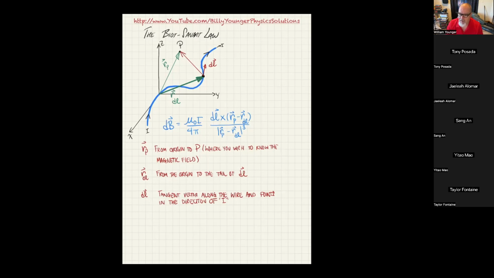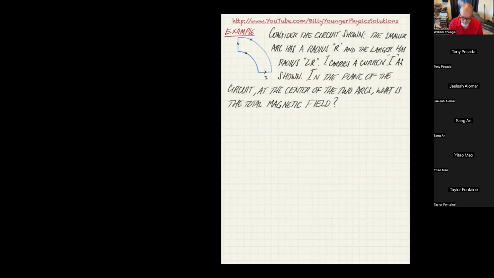So if you combine a circuit of wires in such a way that all the wires have current running either parallel or anti-parallel to the RP minus RDL vector, then those parts will be 0. And if you can manage it and have the rest of the parts be perpendicular to RP minus RDL, then the cross product is really a moot point, and that makes it quite easy. So let's go ahead and show you an example of that.